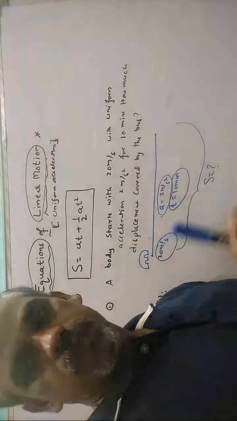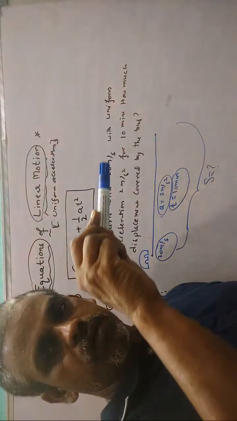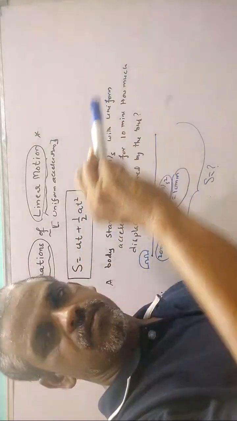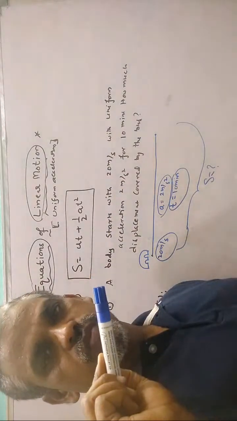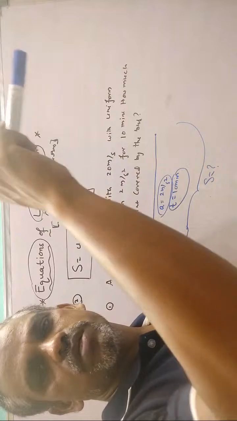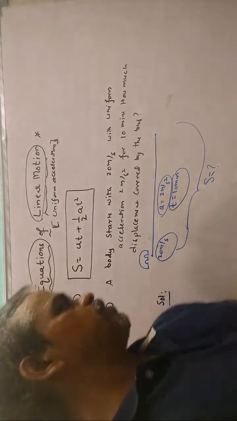This is the question. See, the bus starts here. It is moving with constant acceleration for 10 minutes. It is moving with 20 meter per second. Initial velocity 20 meter per second. After that, it's accelerating for 10 minutes. Then how much distance will it cover in 10 minutes? That is the question. So we have the information here.